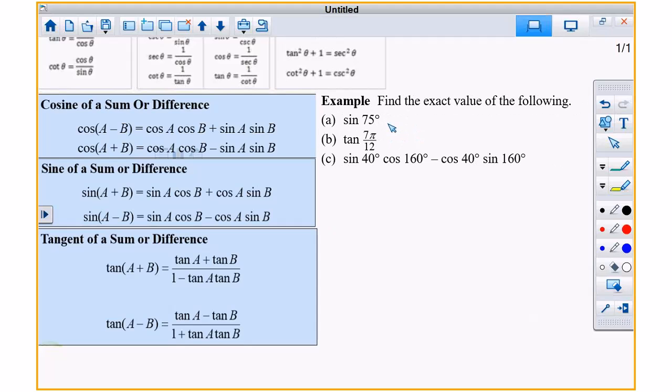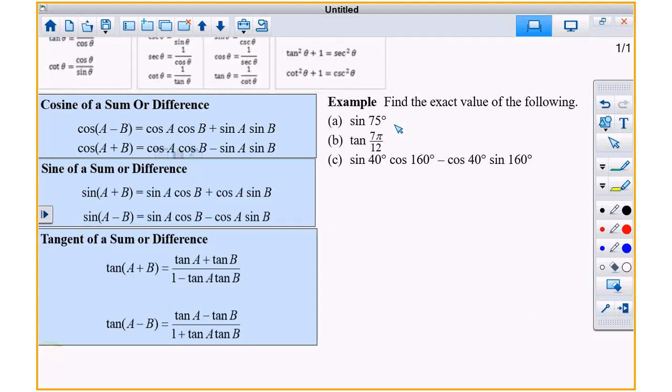Now, if you'll notice, whenever I do the notes now, I pull up these identities. That should be what you're doing also.